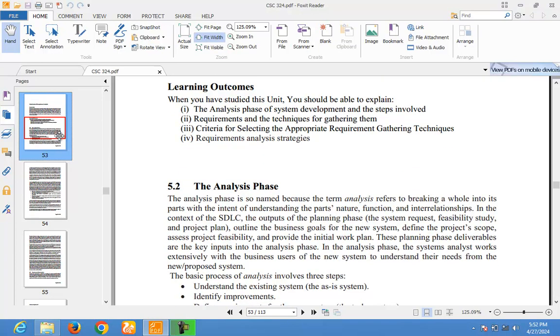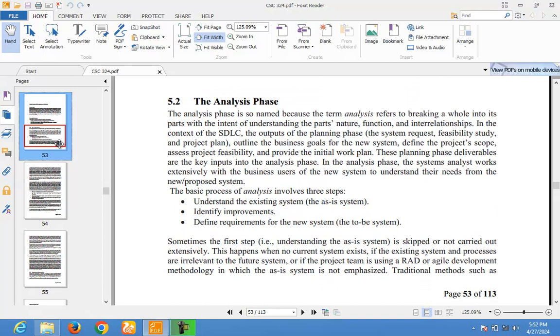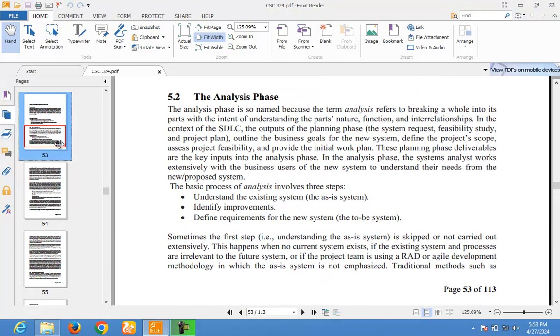Now, the analysis phase refers to the point in which you break a whole plan into different parts with the intent of understanding the parts, their nature, their function, and the interrelationship that exists between them. Now, all these things I'm saying are also important in developing an application. So you should know that if you want to be a programmer, you will need to understand this concept of the system development life cycle. The process of analysis involves 3 steps.